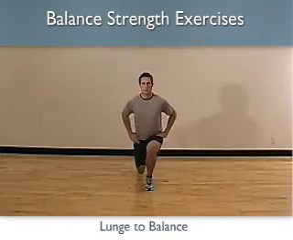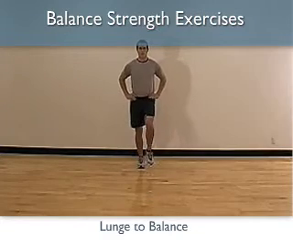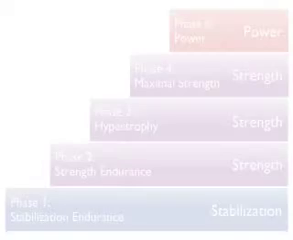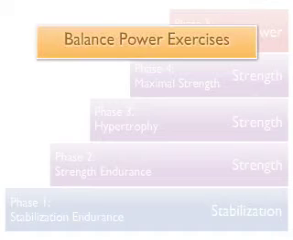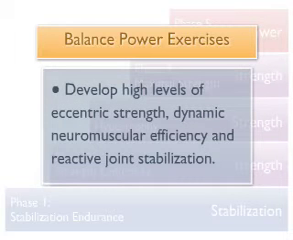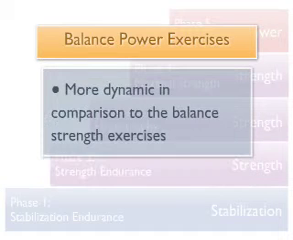In the balance position, make sure the gluteals are contracted for control. Once an individual develops ample amounts of eccentric, isometric, and concentric control, they can then progress to balance power exercises. In balance power training, exercises are designed to develop high levels of eccentric strength, dynamic neuromuscular efficiency, and reactive joint stabilization. These exercises become more dynamic in comparison to the balance strength exercises and will require the individual to perform hopping motions in multiple planes.